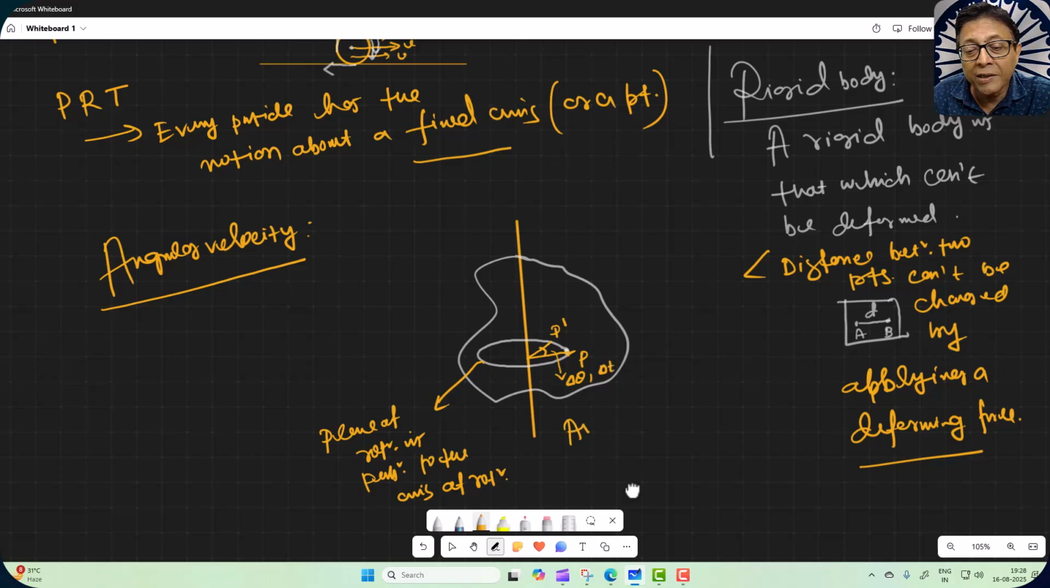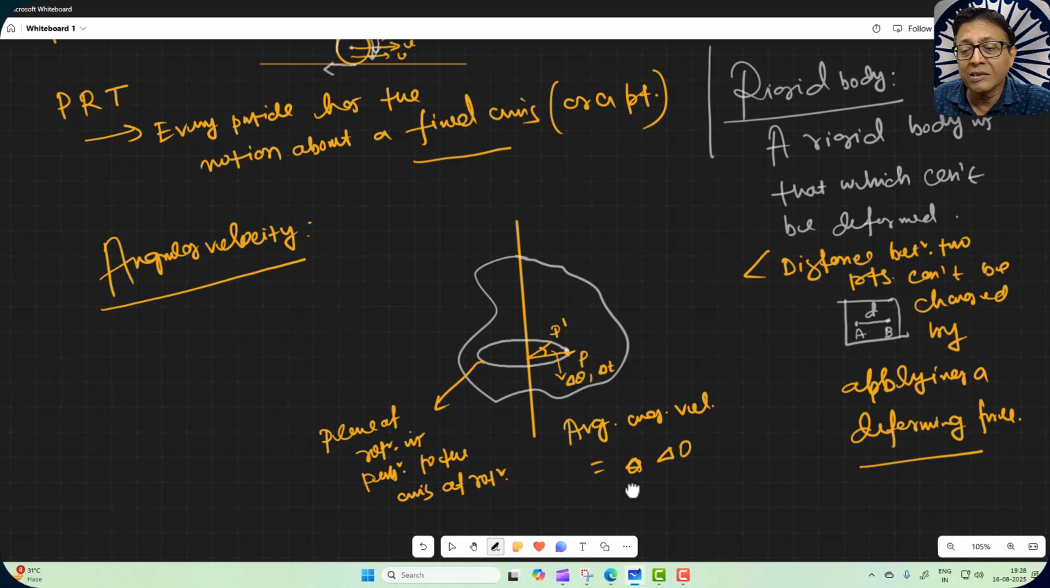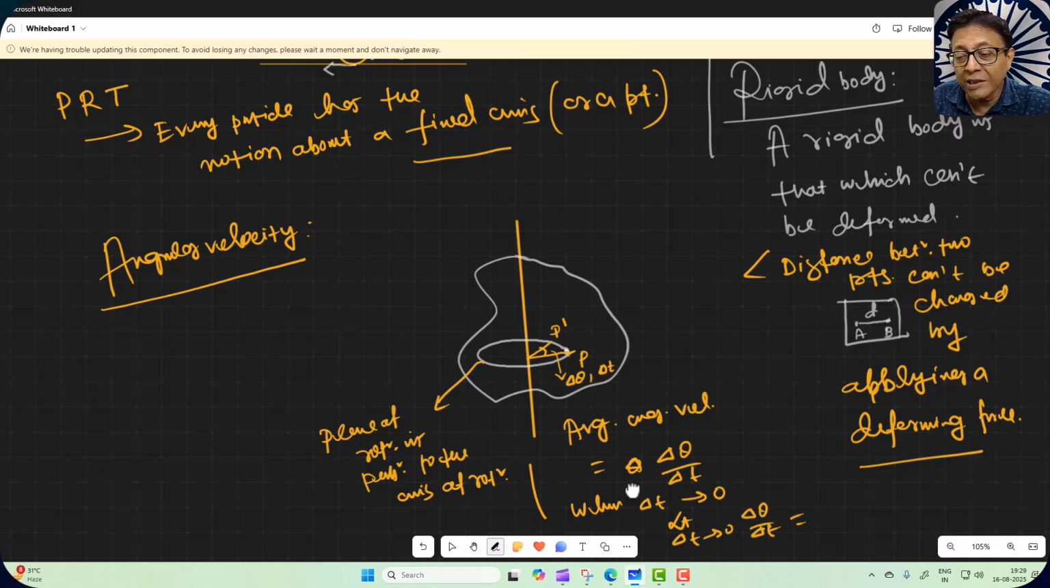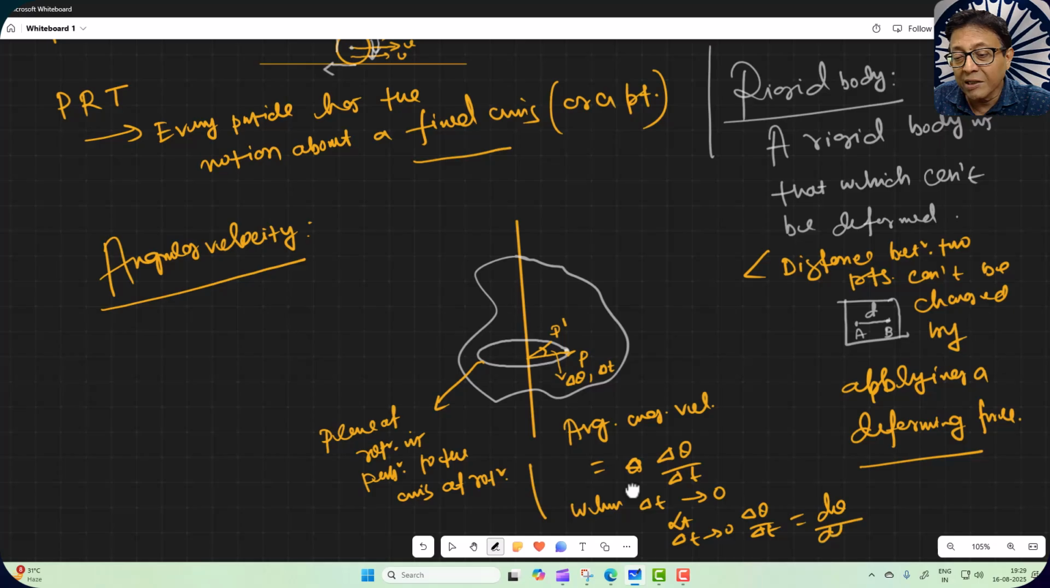Then we define average angular velocity the way we have done it for circular motion. Average angular velocity, you can write omega only, that is delta theta by delta t. Now when delta t tends to 0, limit delta t tending to 0, delta theta by delta t or d theta by dt, this is called omega.